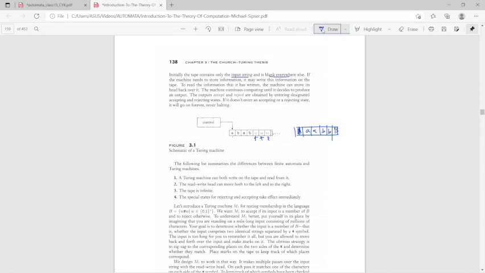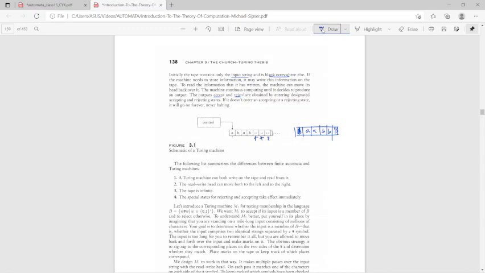So this particular machine needs to store information, right? It may write this information on the tape, and to read what is written, the machine can move its head back over it. The output, accept or reject, is obtained by entering the designated accepting or rejecting state. So there are two states, an accepting state and a rejecting state. If it does not enter an accepting or rejecting state, it will go on forever.